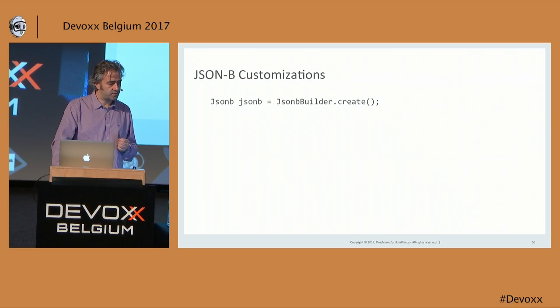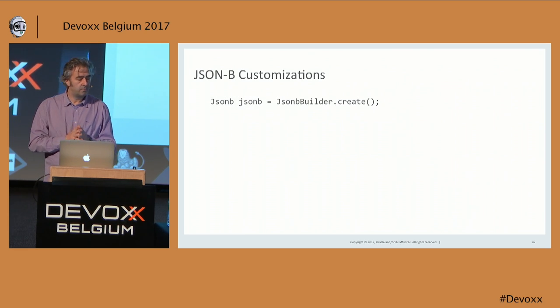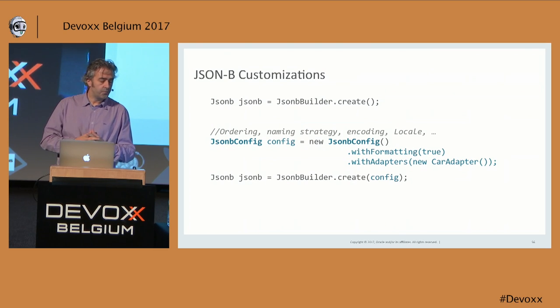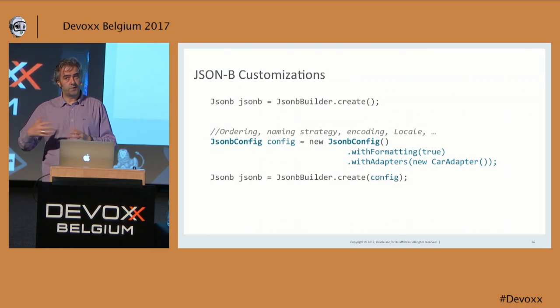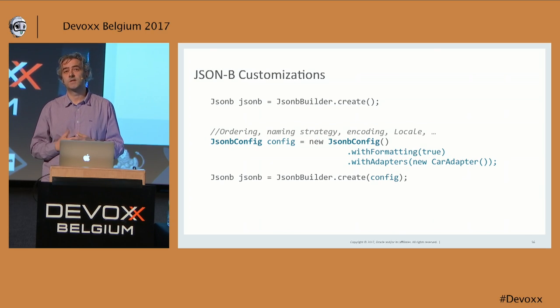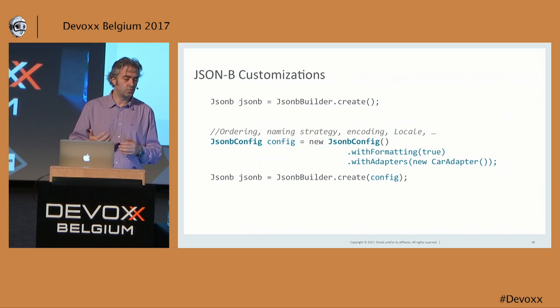So we saw that by default, if you don't specify anything, you will get the default behavior. You can use annotations to configure the API, but you can also use this JsonbConfig object to specify how the marshalling and unmarshalling should be done.